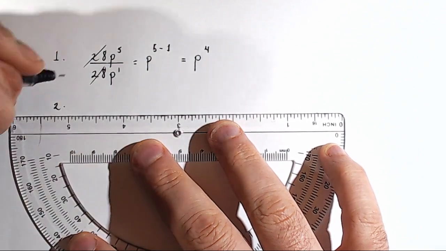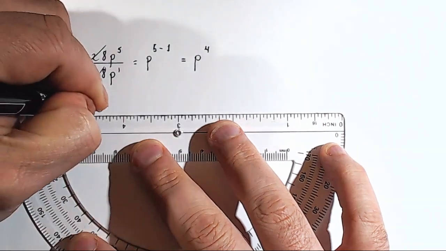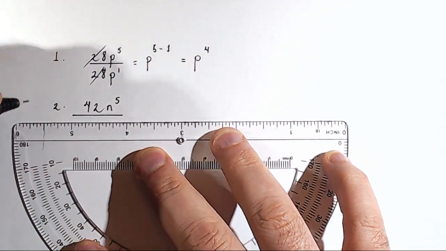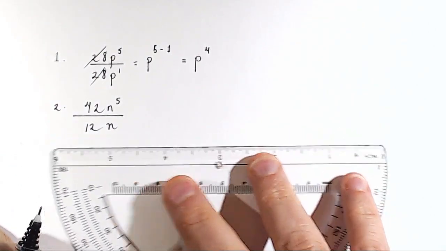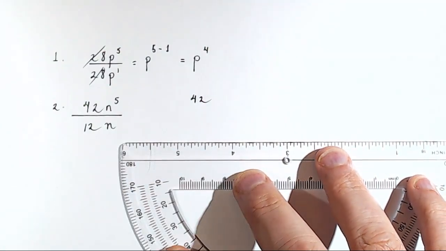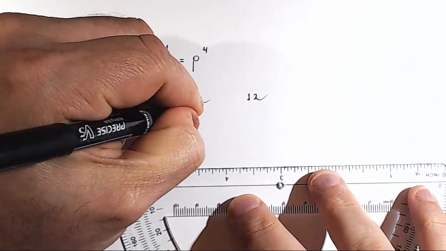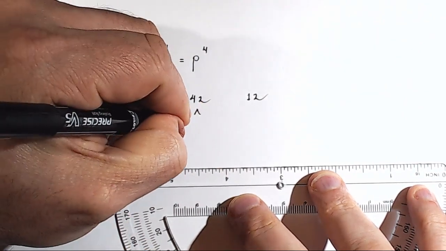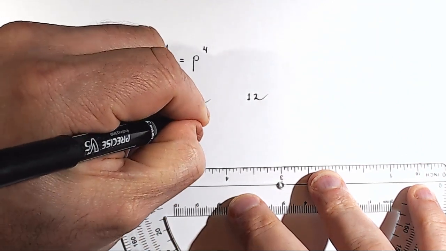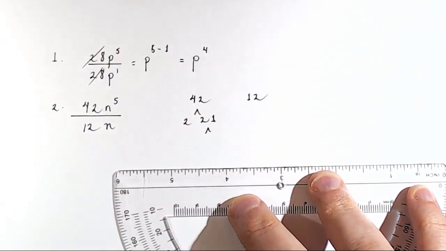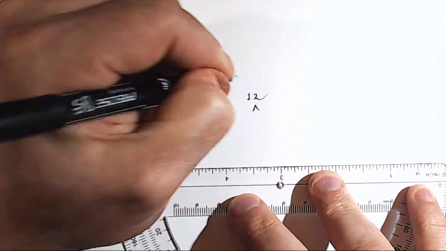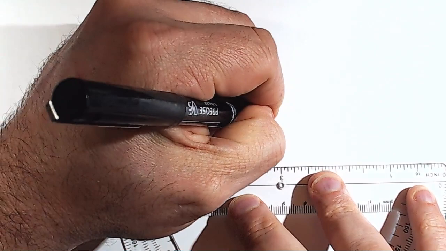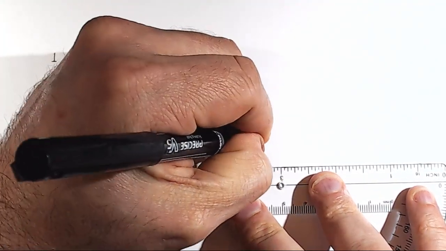Number two is 42 n to the fifth over 12n. And here I'm going to use a little bit of a different technique than the one shown in class. First, I'm going to prime factor 42 and 12 like this. 42 is an even number, so the first prime factor is 2, and 42 divided by 2 is 21. Then I'll break down 21. The first prime factor that I can use is a 3, and the other factor is a 7, and all those are prime numbers, 2, 3, 7. Now let's break down 12. It's even, so we use 2 and then 6. Then we break down the 6 into 2 and 3.